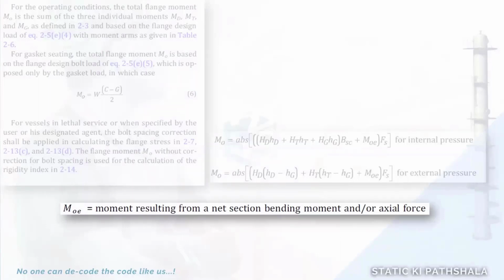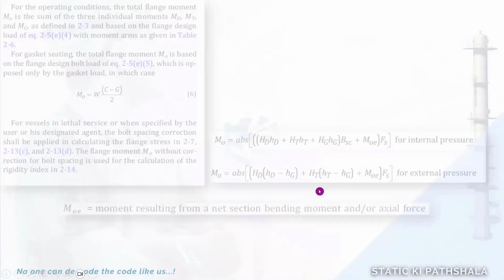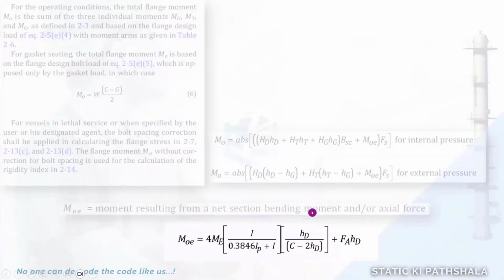But in Division 2, they have given MOE, that is the moment resulting from the net section bending moment and axial force, if the axial force is tensile in nature. They have given this equation with the help of which we can calculate one more moment, which is nothing but the moment caused by external piping loads or any other loads, right? So here they have given these equations, and with the help of that, we have to calculate the external moment.